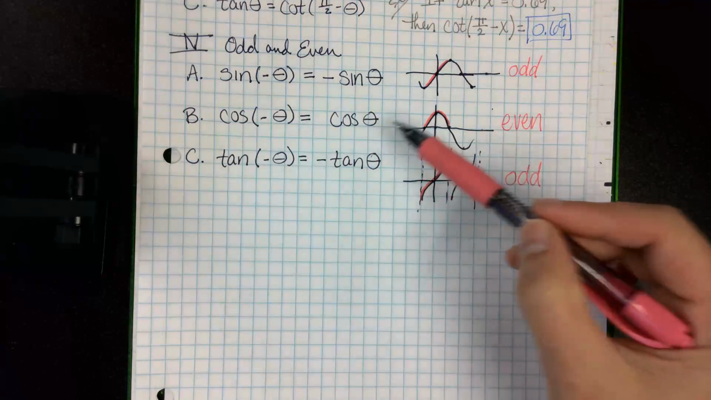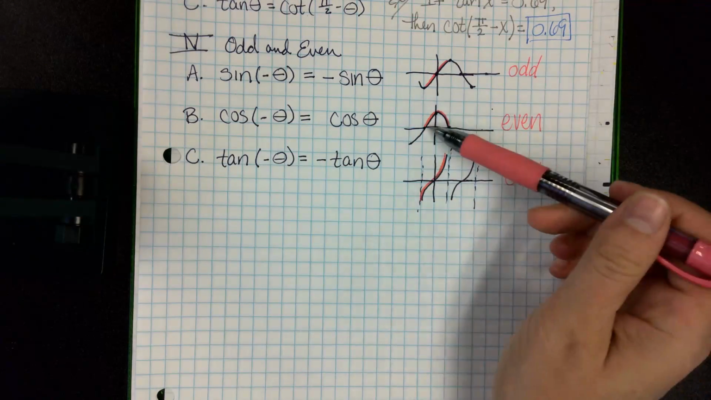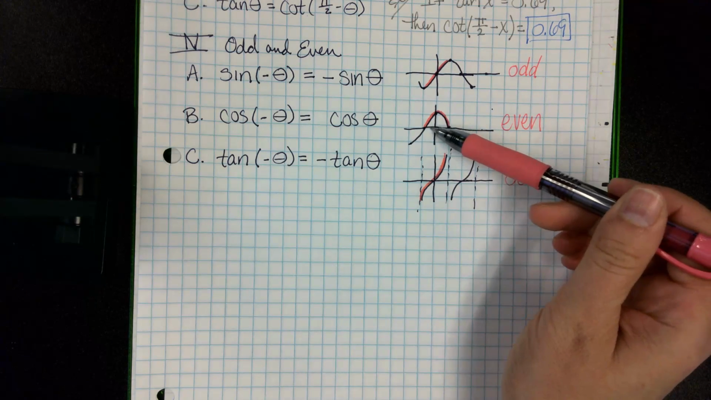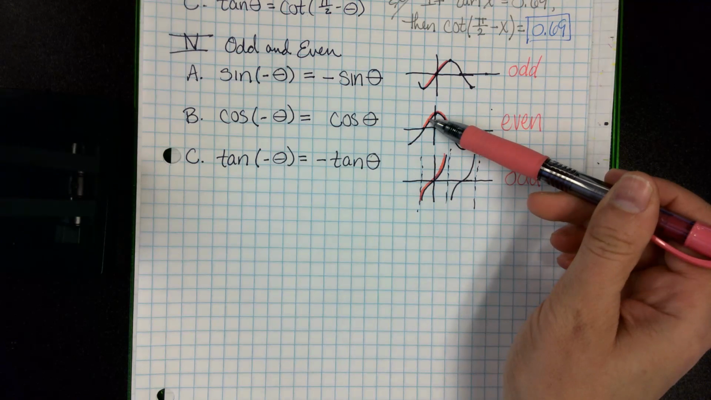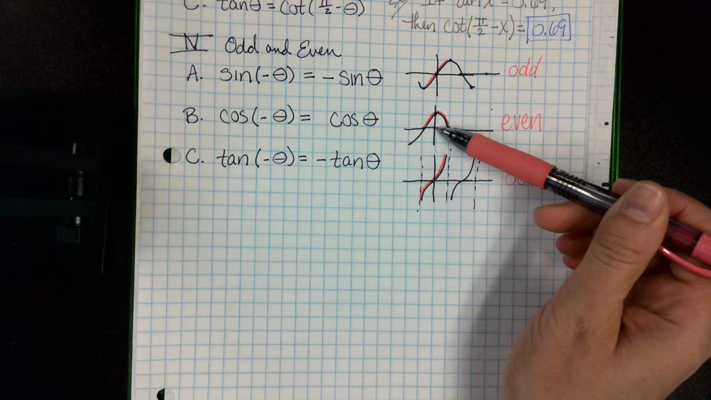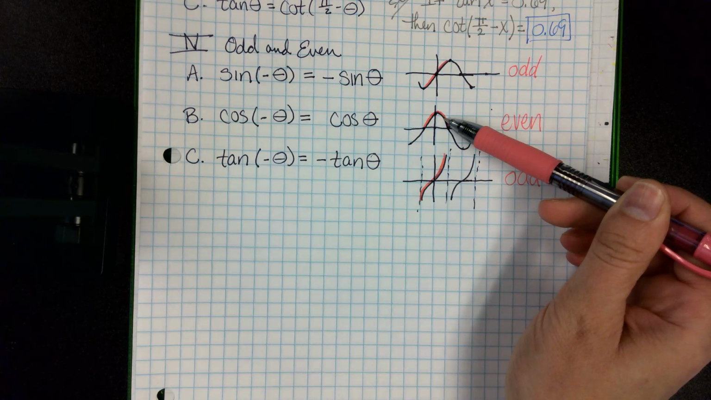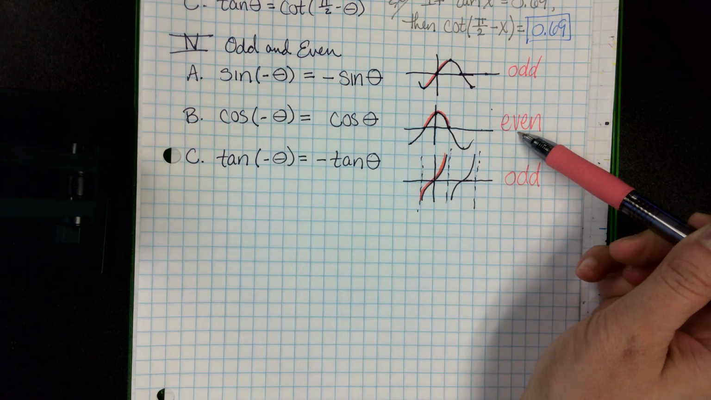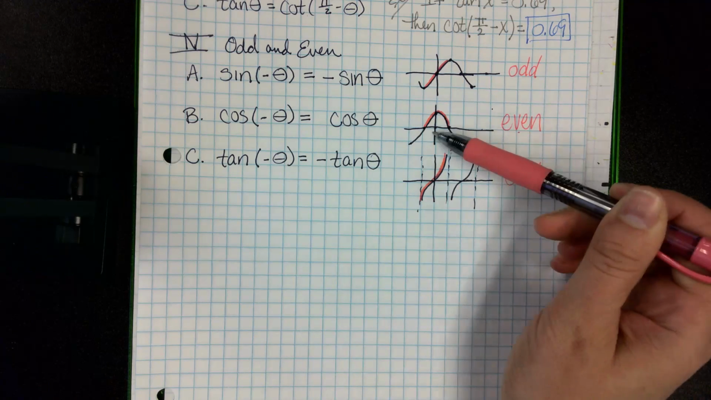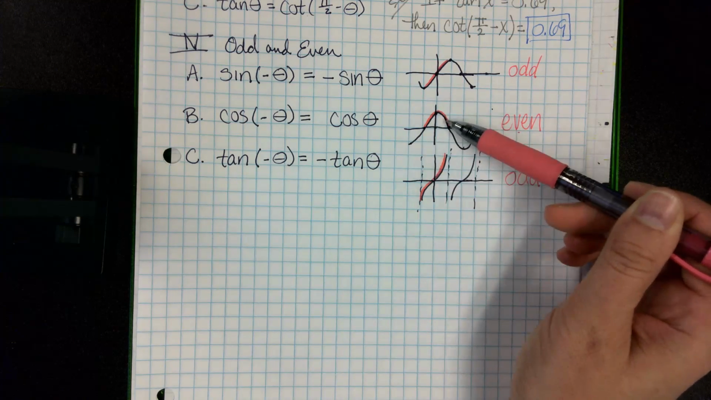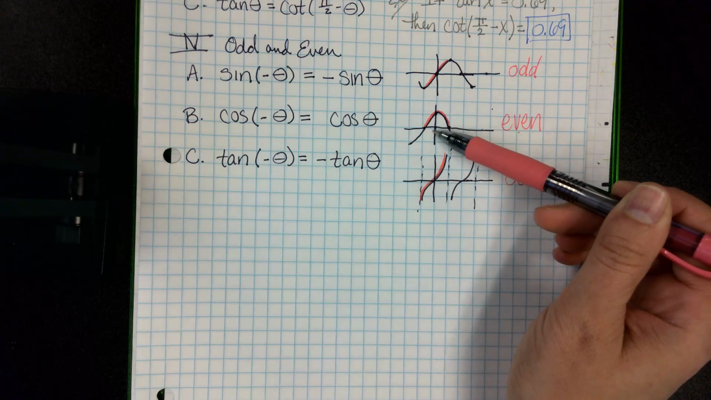Whereas with cosine, it's an even function. So if I go negative x, well, that one's at 0, but we'll just say here, then it gives me this positive y. But if I do a positive x of the same amount, it's going to give me the same positive y value because it's even. It doesn't matter if my x is positive or negative. The output, or the y value, is going to be the same.